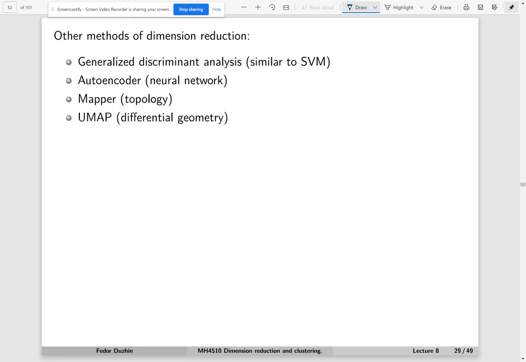Okay, so there are some other methods of dimension reduction that I mentioned that I would like to list here. Autoencoder is based on neural networks. Mapper is based on topological data analysis. So this is something that I am interested in because my PhD was in topology. So I think it's fun stuff. And UMAP is based on some manifold, some differential geometry. So again, this is something that you can explore in your course project, or who knows, maybe you can explore it for your final year project.